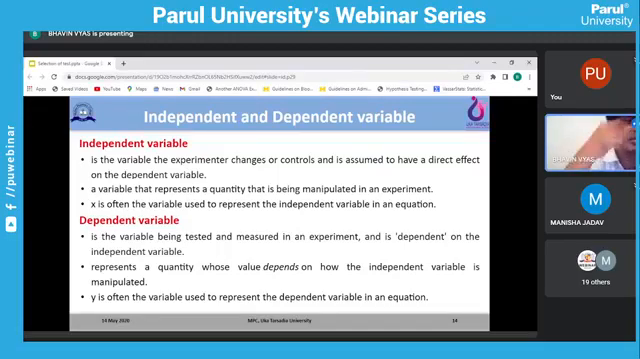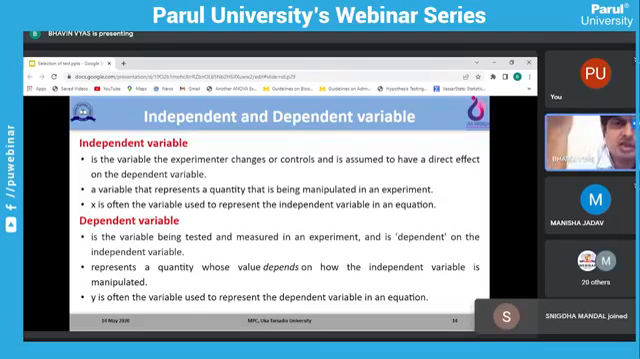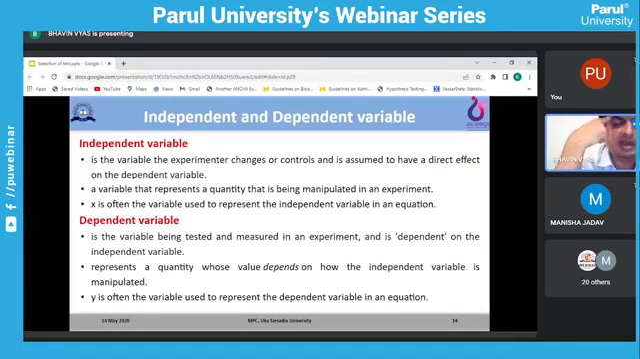So that is nothing but the independent variable. X is often the variable used to represent the independent variable, when you have different statistical formulas where x is considered an independent variable. It is a variable that represents the quantity being manipulated by the experimenter. While the dependent variable is the variable being tested and measured in an experiment.